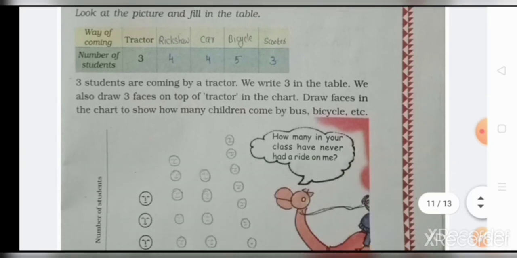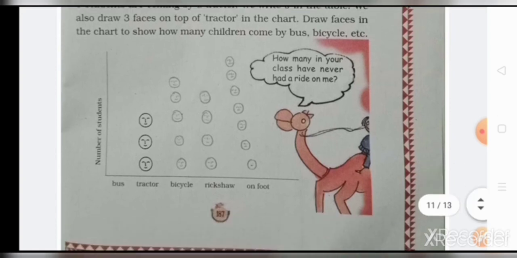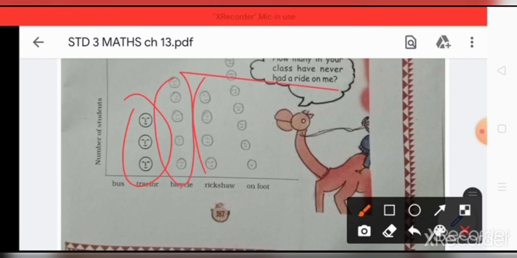3 students are coming by tractor. We write 3 in the table. We also draw 3 faces on top of tractor in the chart. Draw faces in the chart to show how many children come by bus, bicycle, etc. Look here. Bus, there are 3 students. Tractor, there are 3 students. Bicycle, there are 5 students. Rickshaw, 4 students. On foot, there are 1, 2, 3, 4, 5, 6, 7, 8 students.